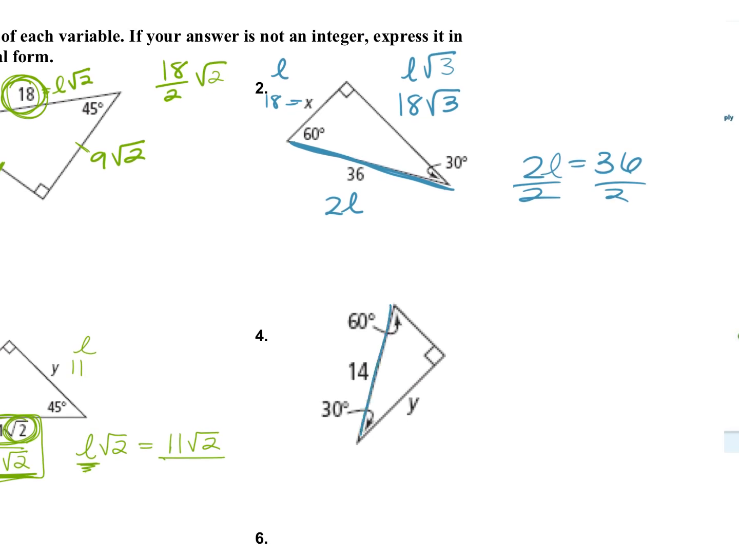Okay, so they gave you the hypotenuse again. What is the shorter leg, the red? 7. Cut it in half, that's 7. What is the y? 7 rad 3. 7 times the square root of 3.